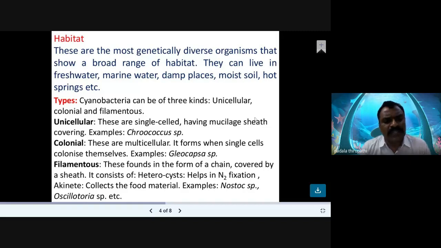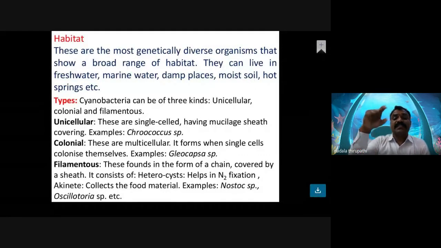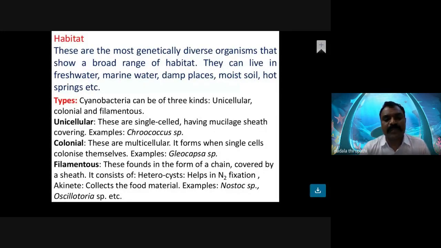Then unicellular organisms, multicellular organisms, colonial forms, and filamentous forms are also observed in the cyanobacteria members. The best example of unicellular is Chroococcus. This Chroococcus is the plant body of the blue-green alga or cyanobacteria member which possesses only a single cell. The single cell has the ability to perform all types of functions like reproduction, like digestion.